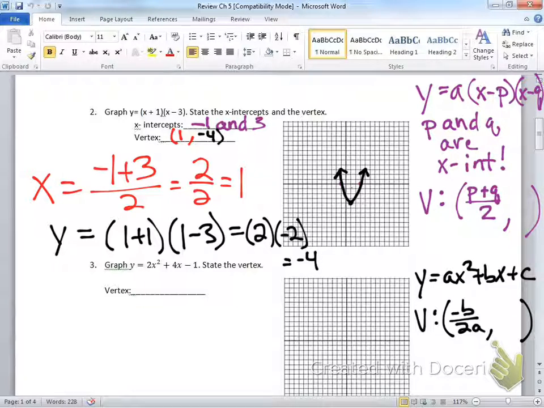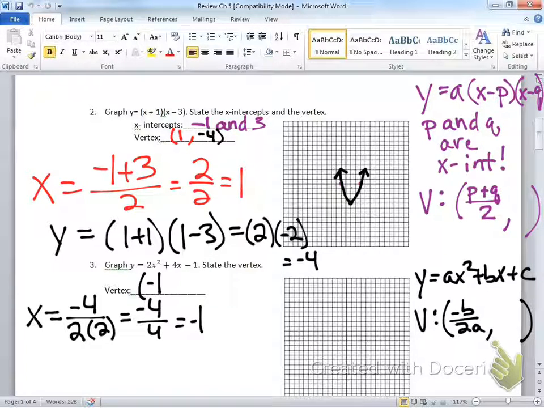So we have negative b, so negative 4 over 2a. So negative 4 over 4, so negative 1 is the x value of the vertex. When you plug negative 1 back in, don't forget when you square it, it'll become a positive 1. Then multiply it by the 2.